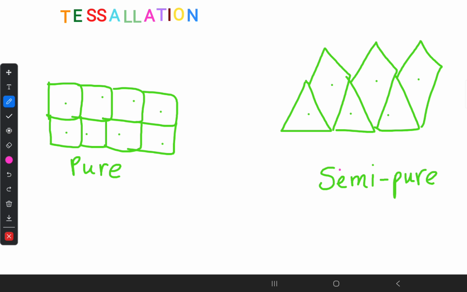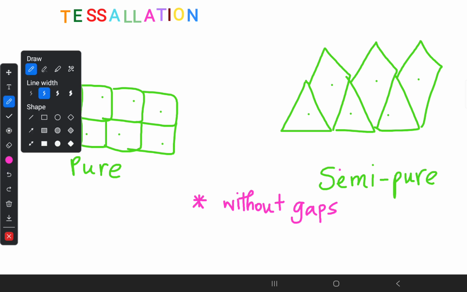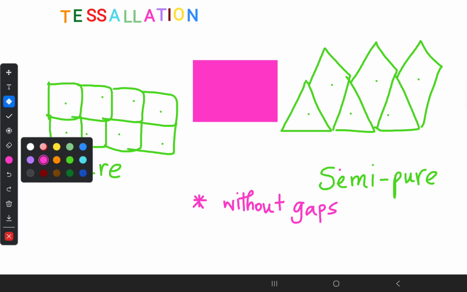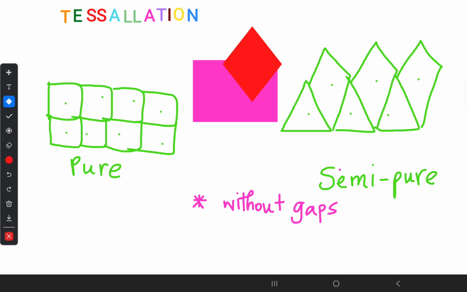Without overlapping and without gaps, if the shapes are arranged, that's called tessellation. Without overlapping means I have a triangle here. Over the triangle, I'll use these shapes. I have a rectangle here. Over the rectangle, I am going to draw a rhombus. And again, I am going to draw one more rhombus here. Here you can see, even though it looks like a pattern, overlapping happened, no? So these also cannot come under tessellation. These are some kind of patterns but not tessellation.